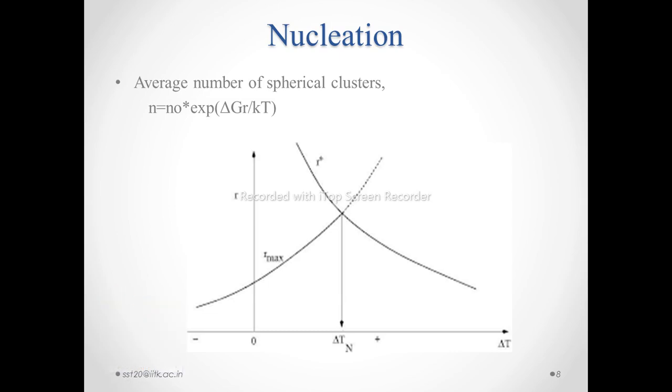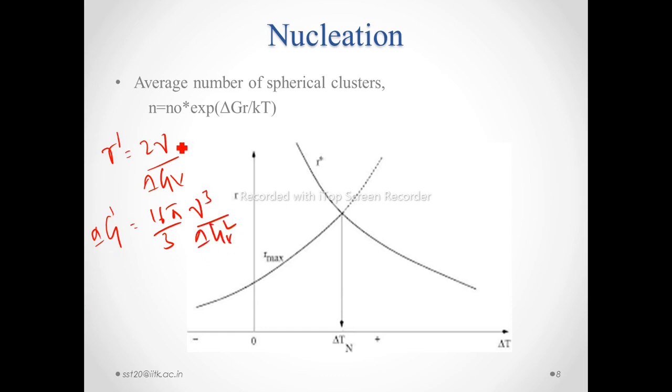In the previous video, we derived the expression for R dash, that is the critical nucleus, 2 gamma divided by delta GV, and the excess free energy delta G dash is equal to 16 pi by 3 gamma cube divided by delta GV whole square. These are the two important expressions that we derived in the last video lecture.